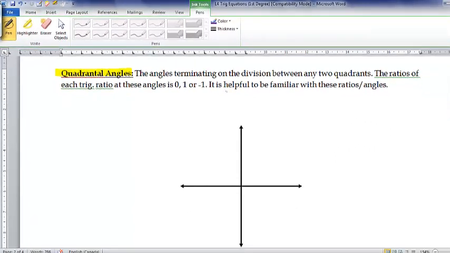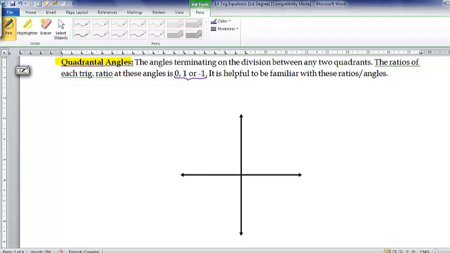You'll notice that for each one of these ratios, you have 0, 1, or negative 1. Now, if you see the ratio 0, 1, or negative 1, that doesn't necessarily mean it's quadrantal, but odds are good. The only exception would be tangent. So we're just going to go around the circle and look at what happens on each individual quadrant.